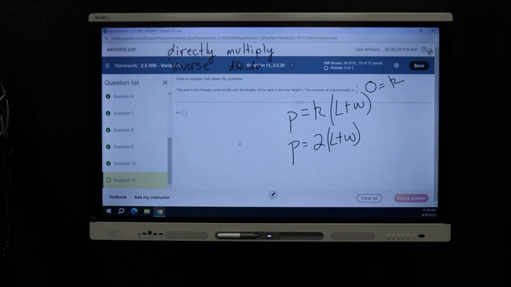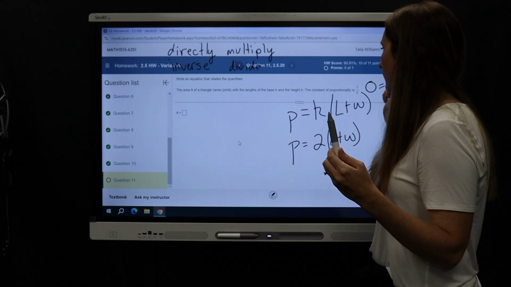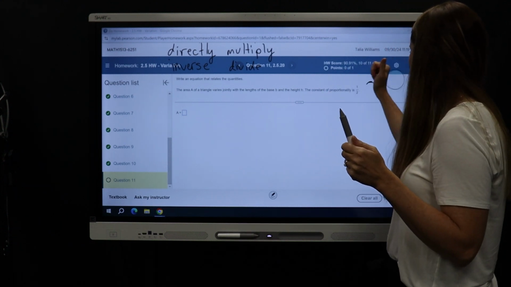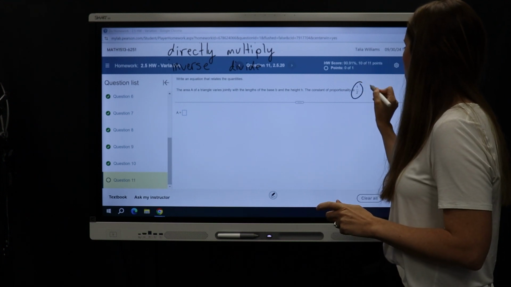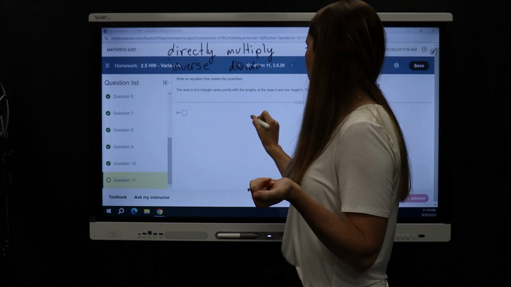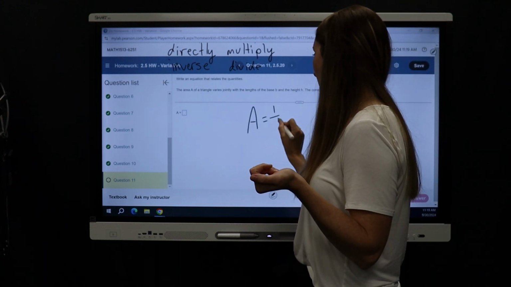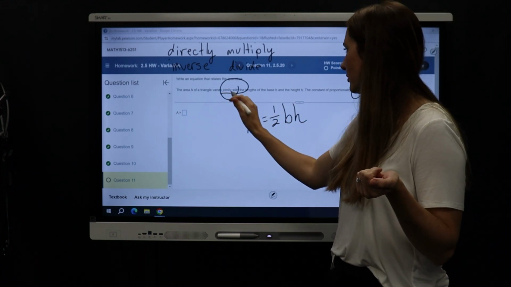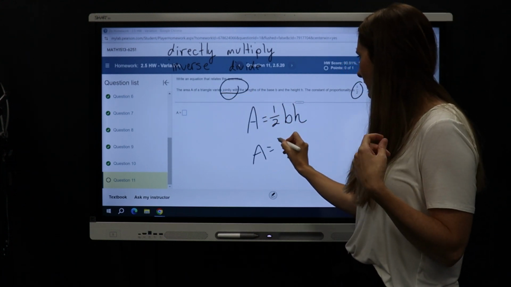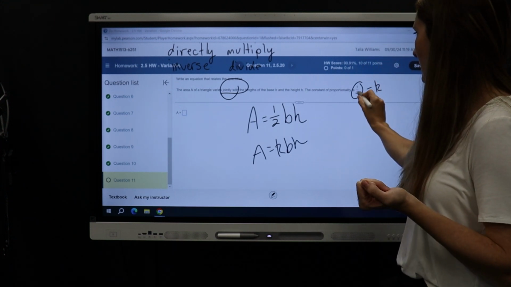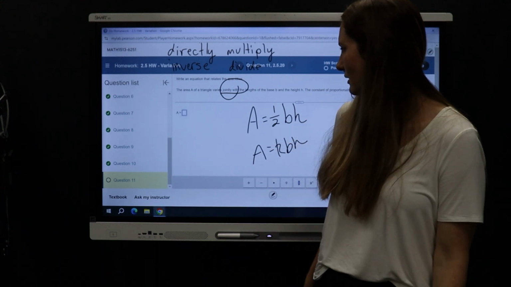Okay, the area of a triangle varies jointly with the lengths of the base and the height. The constant of proportionality is 1/2. So this is the same, it's the actual formula for the area of a triangle. The area of a triangle is 1/2 base times height. But they tell us it varies jointly, multiply, so A equals K B times H, and our K is 1/2, so yay.